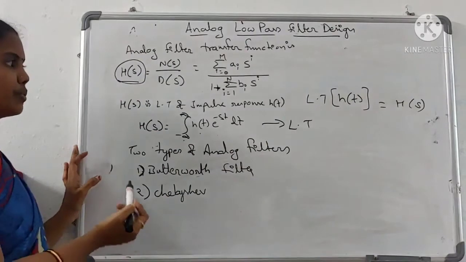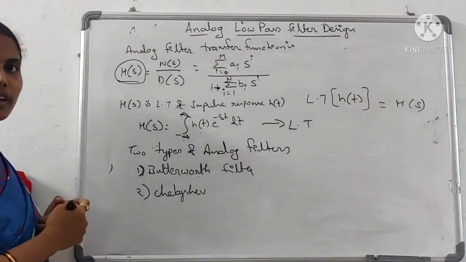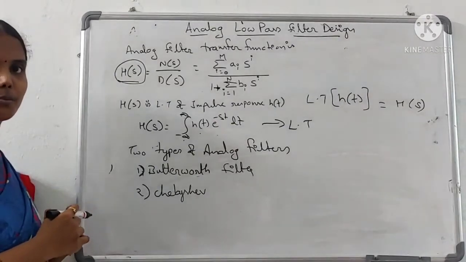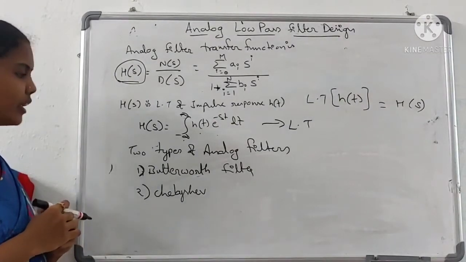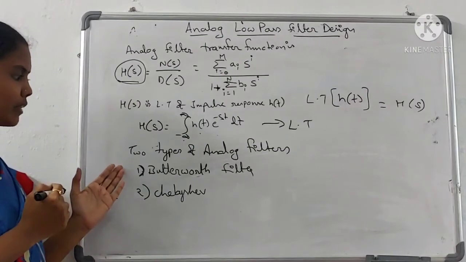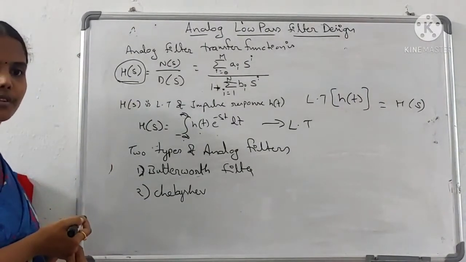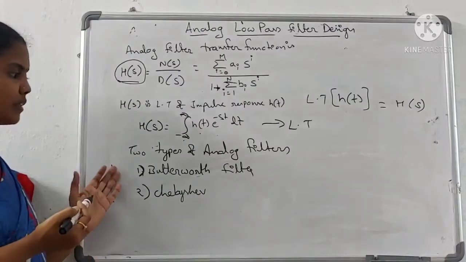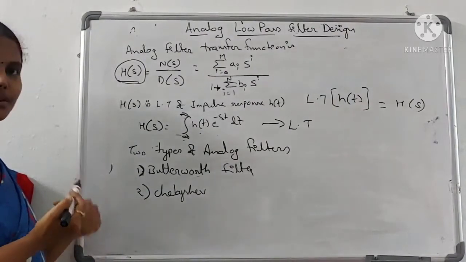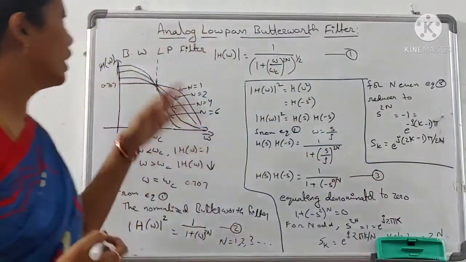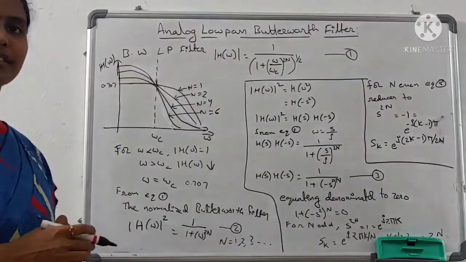We have two different types of analog filters. One is the Butterworth filter and the second one is the Chebyshev filter. So Butterworth analog filters and Chebyshev analog filters. Let us see the Butterworth filter first. Now I am going to explain about the analog low pass Butterworth filter.